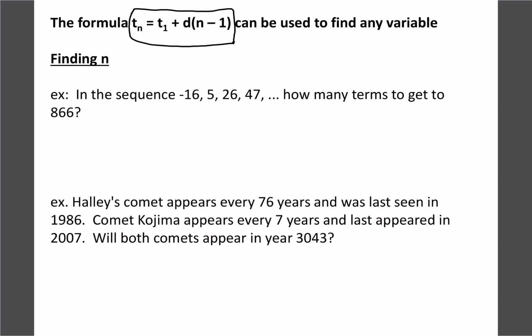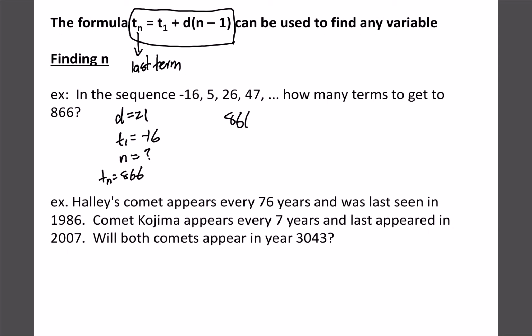So our first example, we have our sequence. You can see we're going up by 21 each time. So let's put that down. We have a difference of 21. We have a term 1 of negative 16. And the question is going to say find n in order to get to our last term of 866. Remember I said yesterday, our t of n, you want to think of it as being the last term or the term you're looking for. So that's it. We can plug everything into our formula.